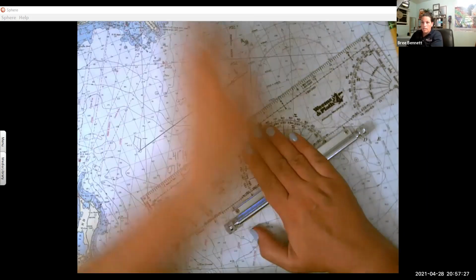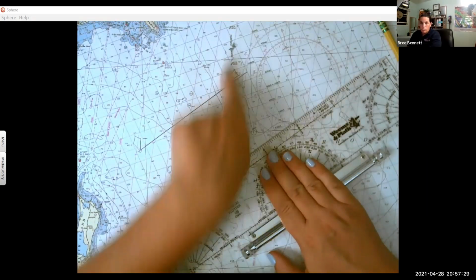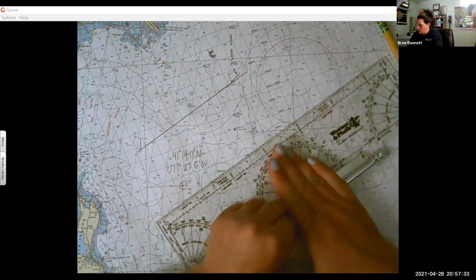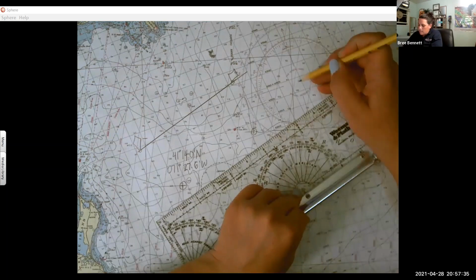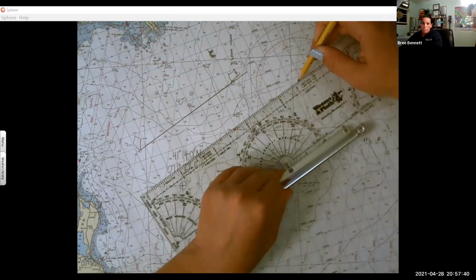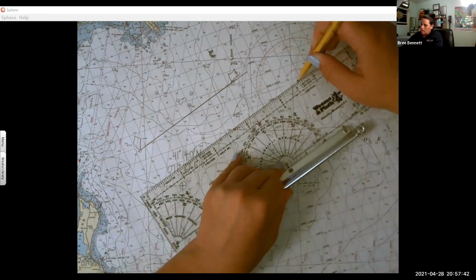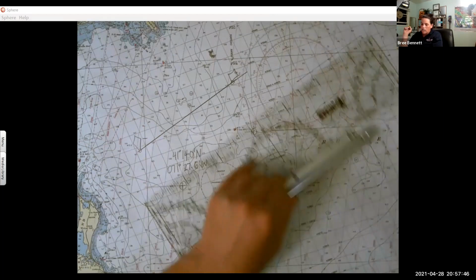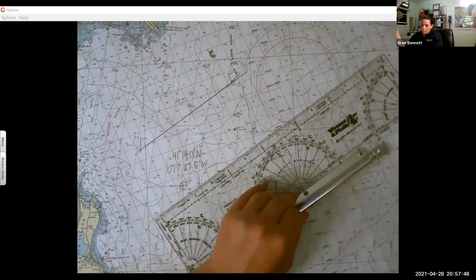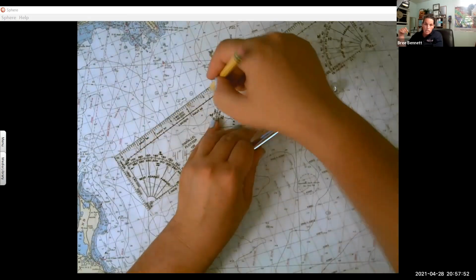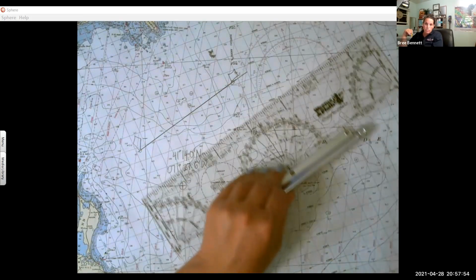So my compass rose, move this over a little bit. Here's my compass rose. I'm going to bring it to the center of the compass rose. So I can put my pencil there so I know exactly where it is. And I bump up against it. And then I can draw in my line. You don't have to draw in your line. I'm just doing this as an example here. But this is a parallel line to that course that I just drew.